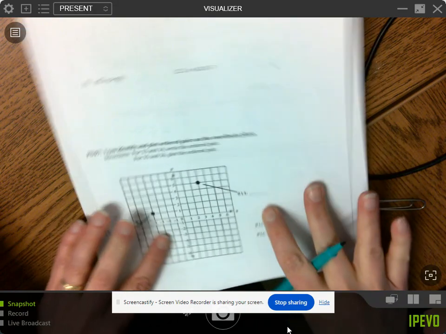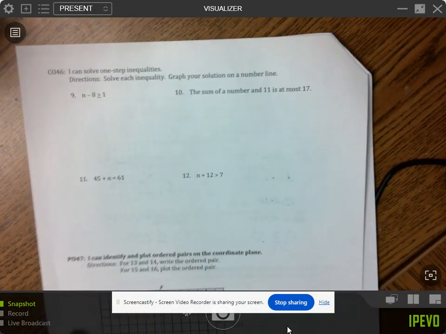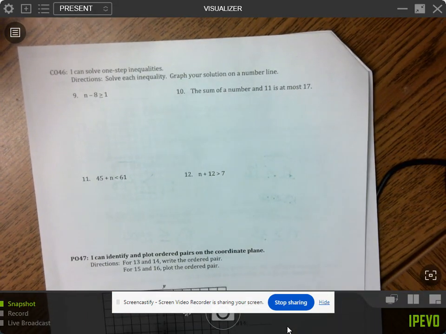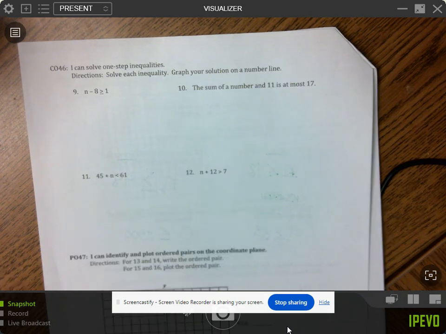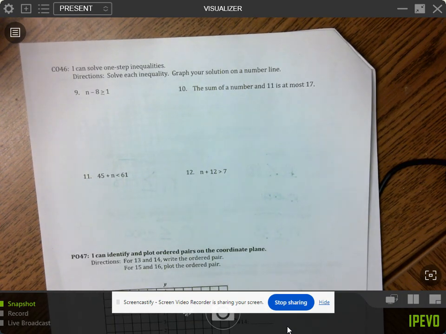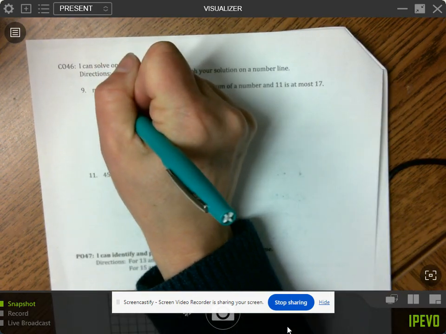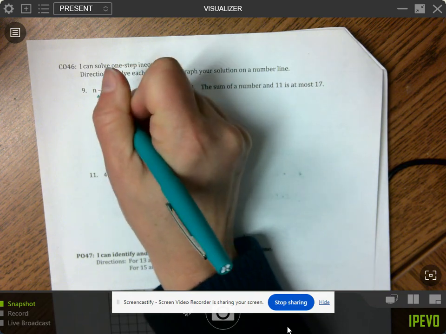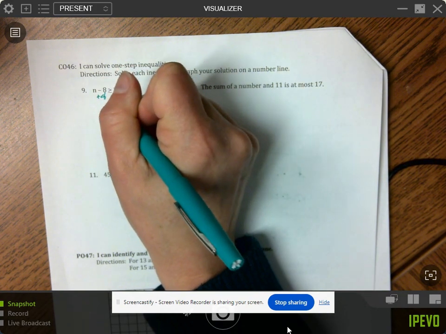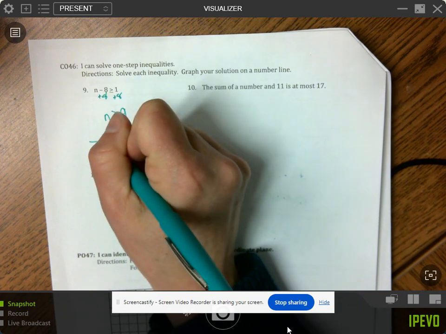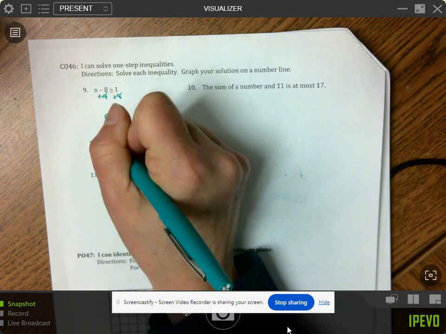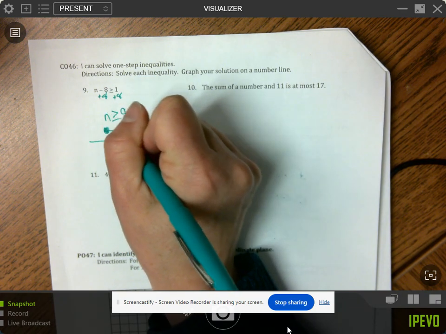CO46. One-step inequalities. So remember our one-steps from our last test. We had to do that one-step opposite operation, and then we're going to graph it the same way we did the last objective. So if I have n minus 8, I want to add 8. So n is greater than or equal to 1 plus 8, which is 9. So I put my 9. I'm going to fill in my circle because it's equal to, and it is greater than.